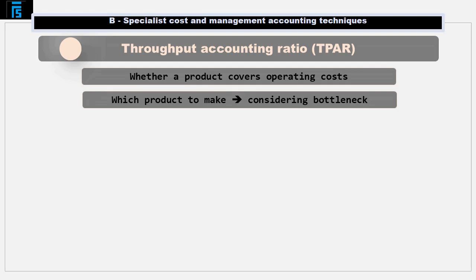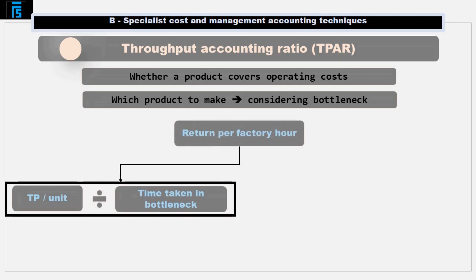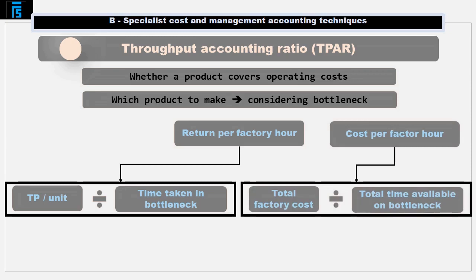The first is the one we would use to rank products using a limiting factor analysis approach, and that is to take throughput per unit and divide through by the time taken in the bottleneck resource. This gives us the return per factory hour for a given product. The second ratio is based on the entire factory and is used to find the cost per factory hour. This is calculated as the total factory cost divided by the total time available on the bottleneck resource. The throughput accounting ratio is then calculated as return per factory hour divided by cost per factory hour.